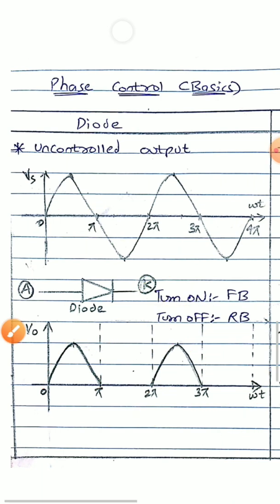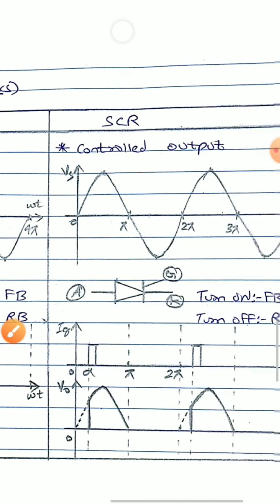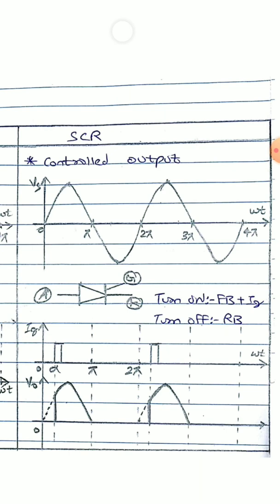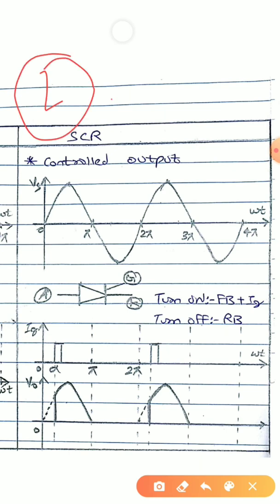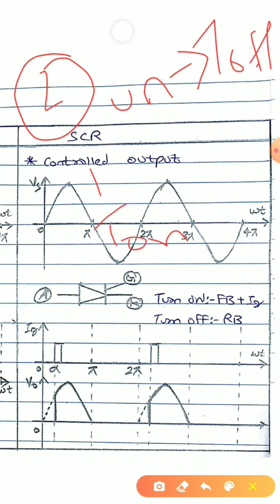Now based on this, let us look into how an SCR will operate. The SCR falls under the second category, which was controlled turn on and uncontrolled turn off. That is, I can decide, depending on when I give the firing pulse, when it will turn on.